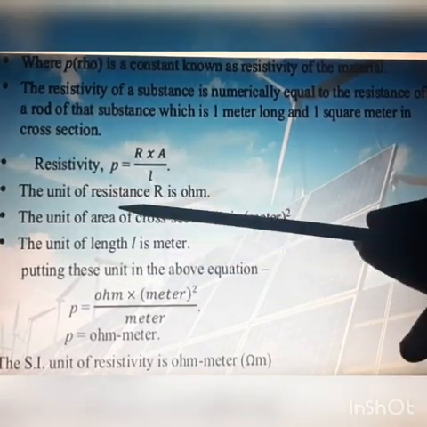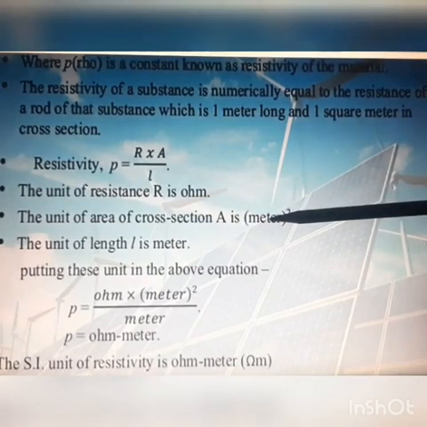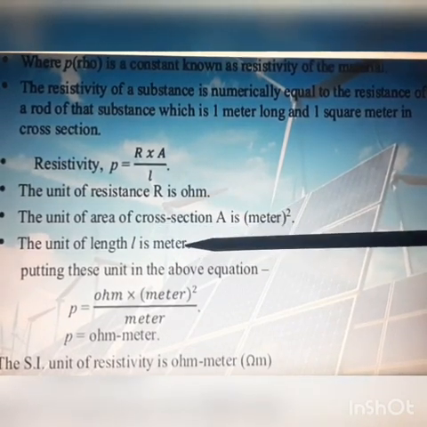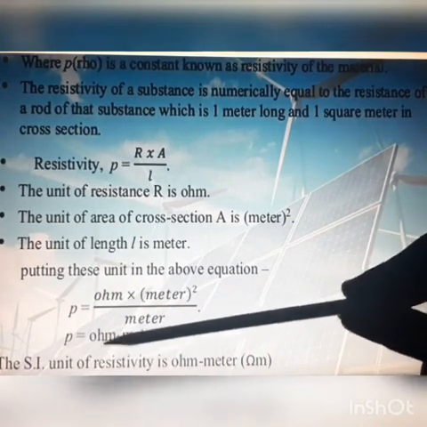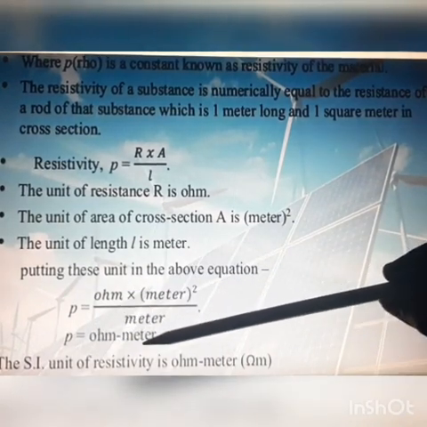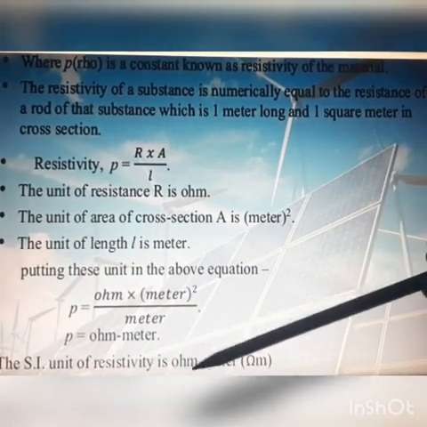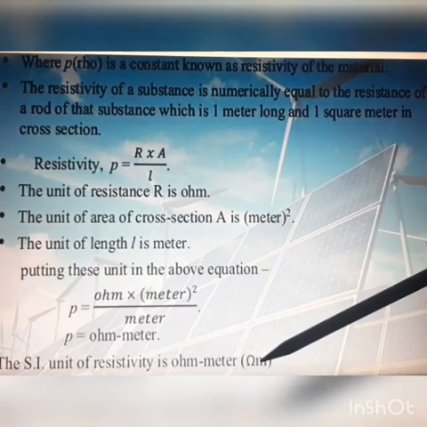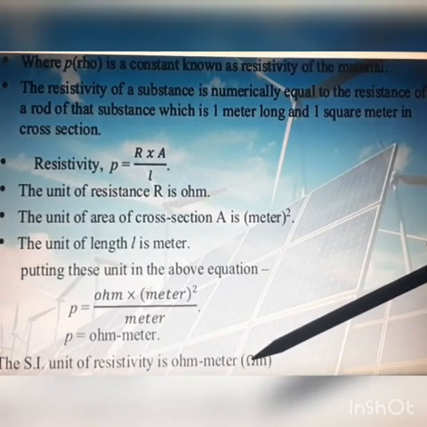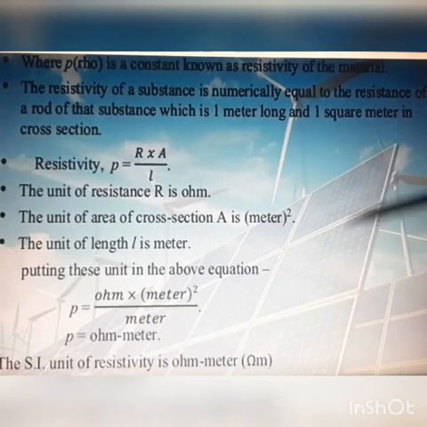We know the unit of resistance is ohm, the unit of cross-sectional area A is meter square, and that of L is meter. By putting all the units here, we get the unit of rho to be ohm meter. So we can say the SI unit of resistivity is ohm meter. The symbol of ohm is this one, and we write meter as m. So we write ohm meter as the unit of resistivity.